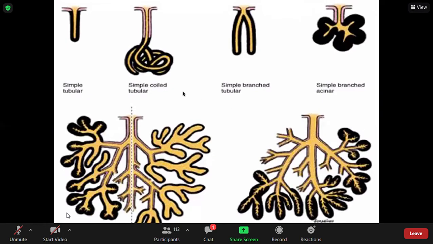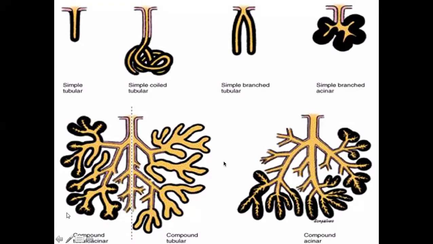So this can be a simple tubular. Simple because there is only one. Then tubular because of the shape. It can be a simple coiled tubular or a simple branched tubular, or a simple branched acinar. And these are the compound. Compound is easy because there are really many. It may be a compound acinar or compound tubular.